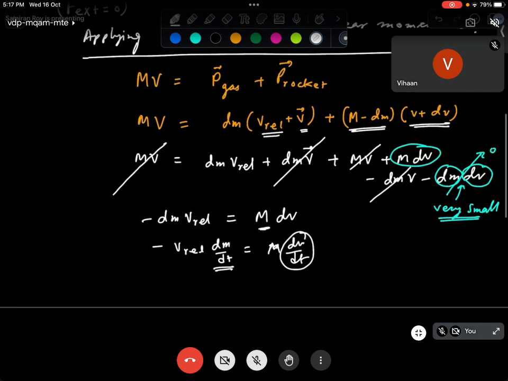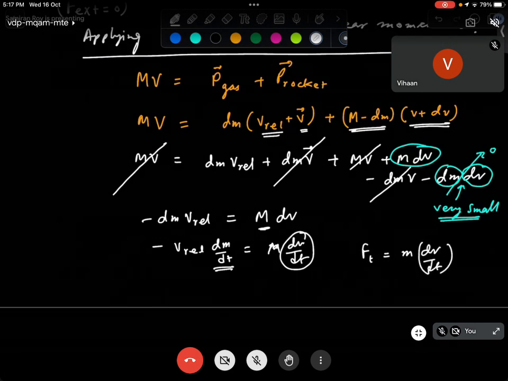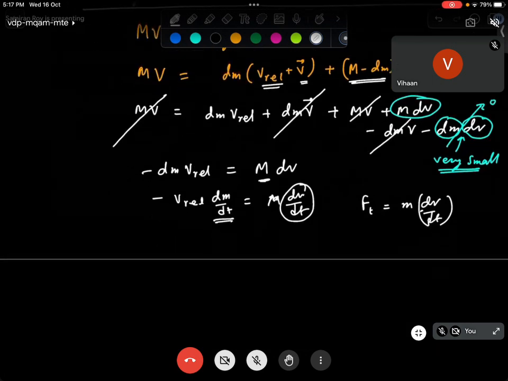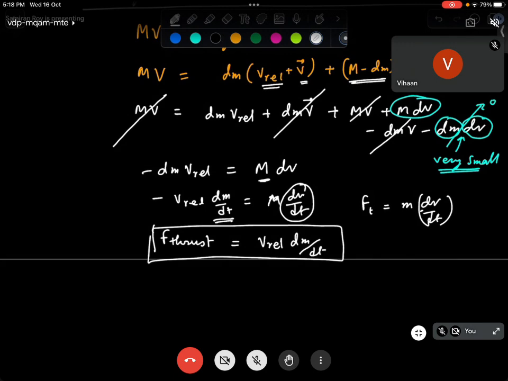What is thrust force? Thrust force is m into dv by dt, correct. Is that clear? Obviously m into minus dv by dt, that is the thrust force. So what is the thrust force? Thrust force here will be v relative into dm by dt, the rate of change in momentum of that exhaust gas.